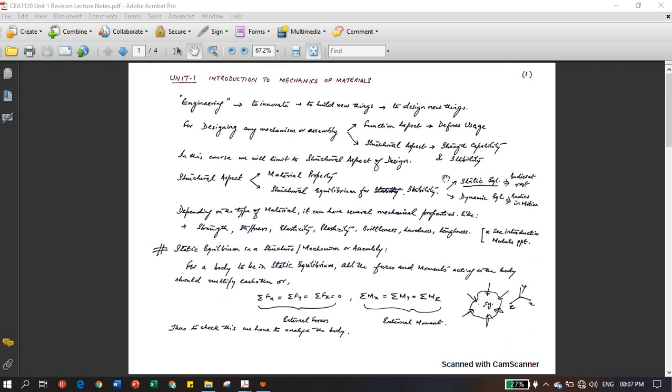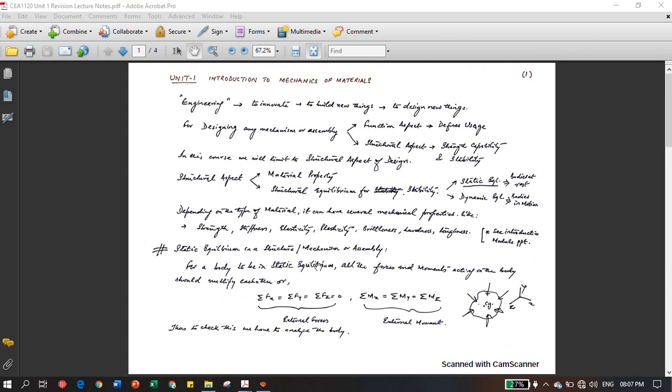So all our bodies and mechanisms adhere to static equilibrium. We have already told you in the previous lectures that we can apply forces or moments on a body, and for static equilibrium, the body should be following the static equilibrium.